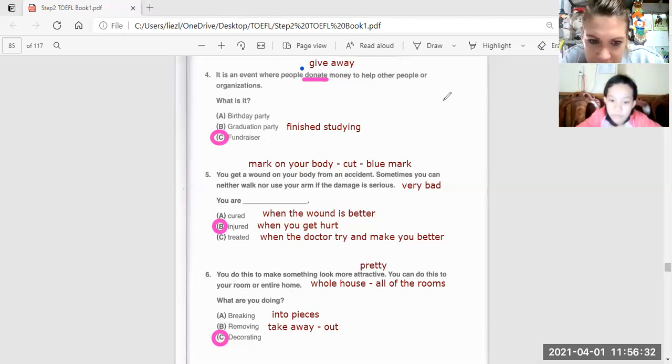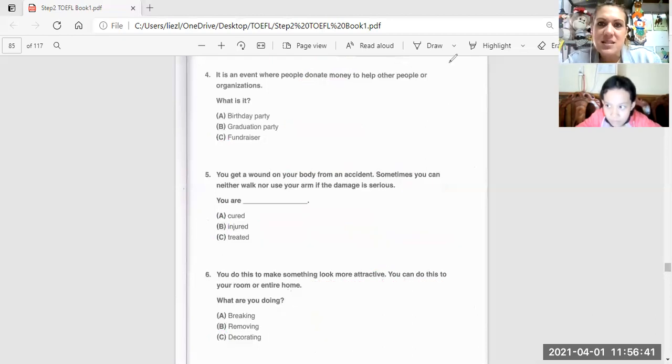What does removing mean? It's take away. Yes, okay, now I'm going to do this. What is donate? Donate, it take away. What is serious? It's very bad. Yes, and what is decorating? Decorating is make it pretty. Yes. What is a graduation party? It's the finish studying. Yes. And what is treated? Treated is when he's trying to make it better for you.